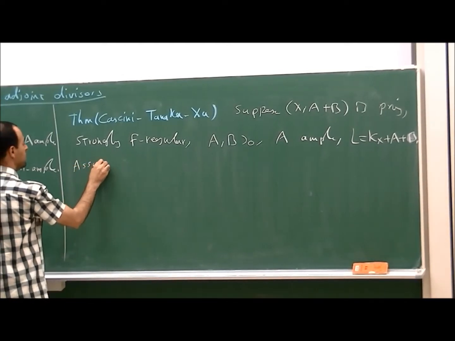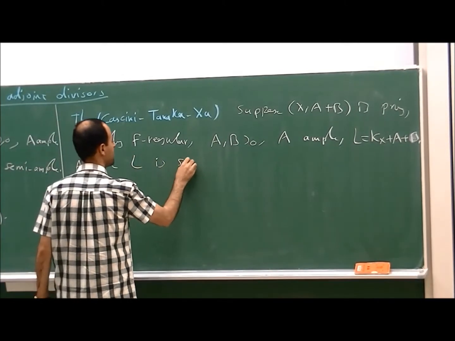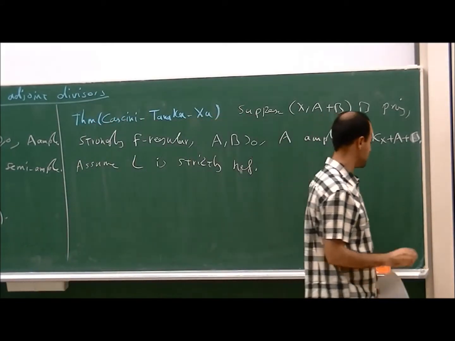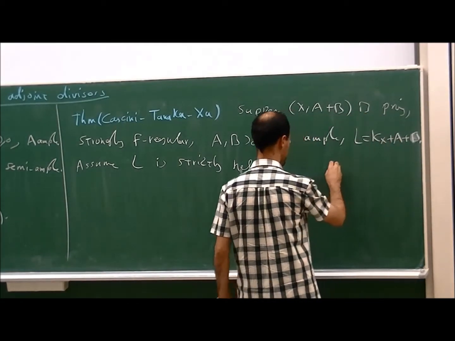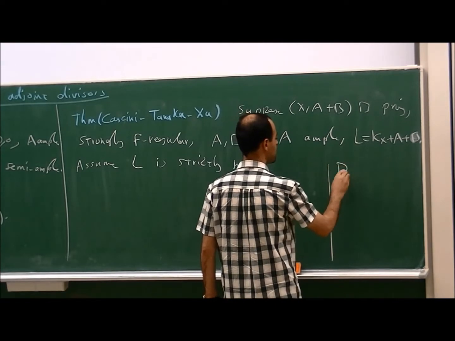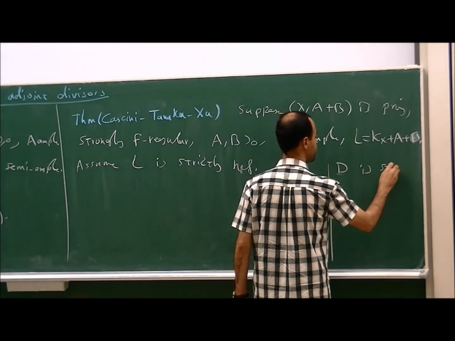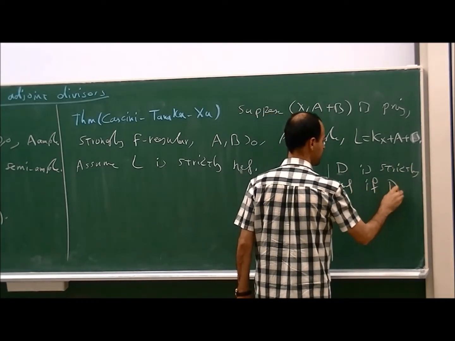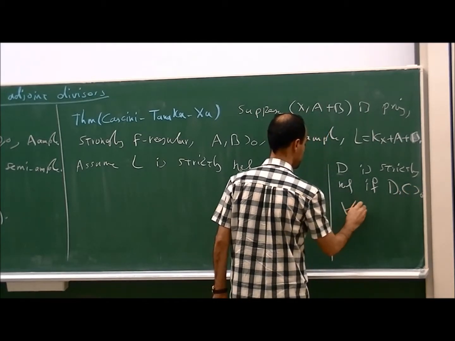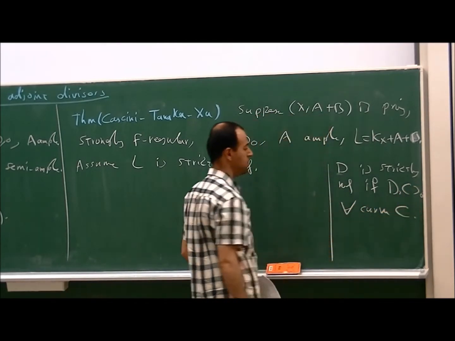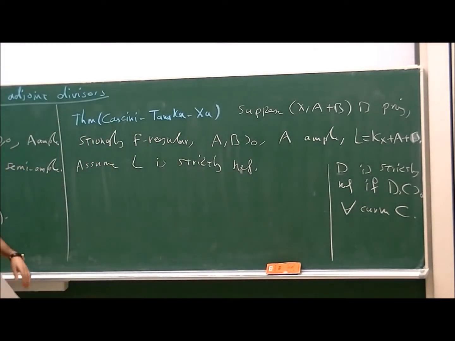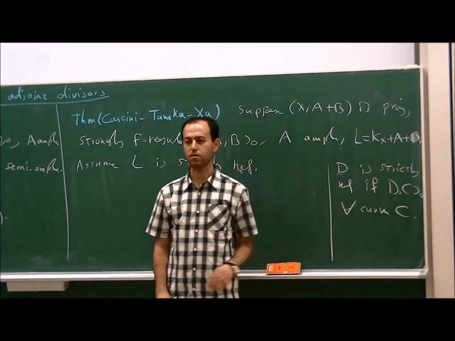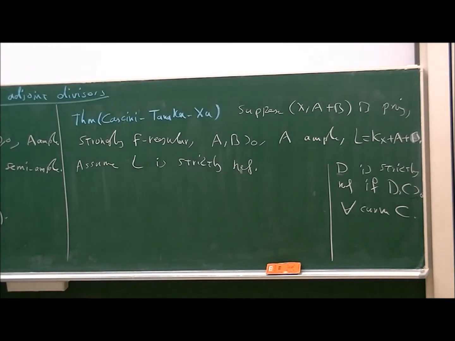Assume that L is strictly nef. So this doesn't just say nef, but strictly nef. Let me tell you what is strictly nef. A divisor D is strictly nef if the intersection of D with any curve is positive. In the definition of nef, the intersection is more than or equal to 0, but here we assume that it's strictly positive. So in other words, this divisor intersects every curve positively.